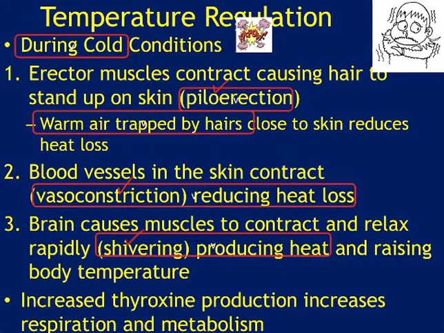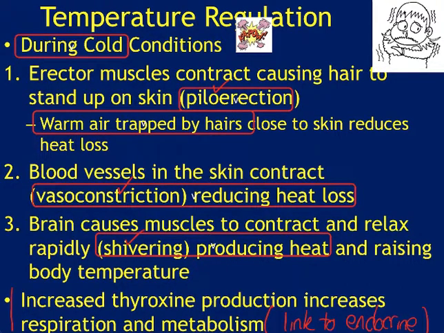Now I've put this last one in because it goes with the endocrine system, which is going to be our last topic of the year. So there will also be increased thyroxine. It's a hormone. And once we make that, we increase respiration and metabolism. And when we increase respiration, we make more heat. So 1, 2, and 3 are piloerection, vasoconstriction, and shivering. And we've put in this little link to our endocrine topic, which we will do in due course.